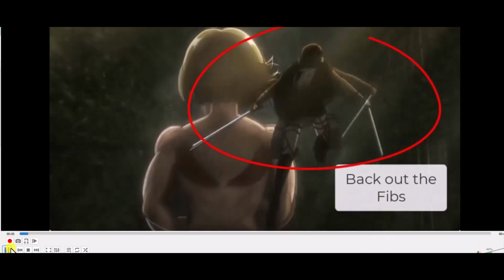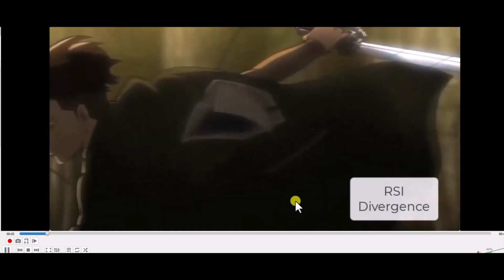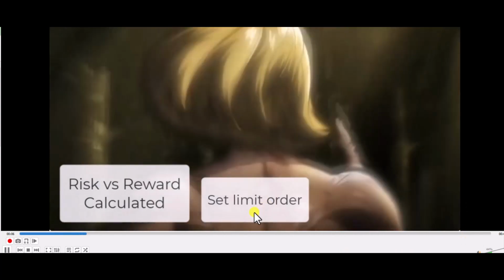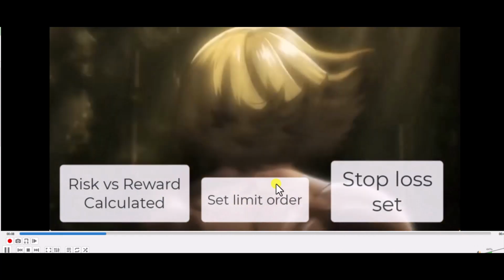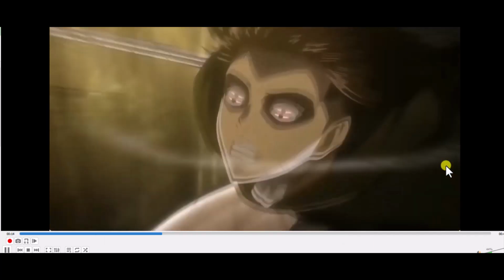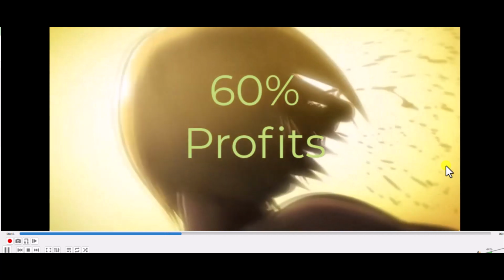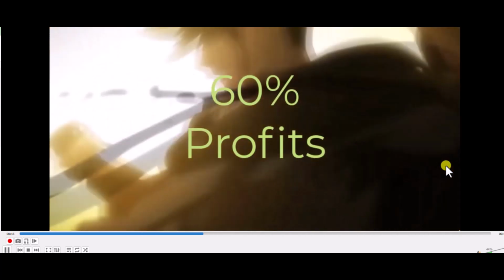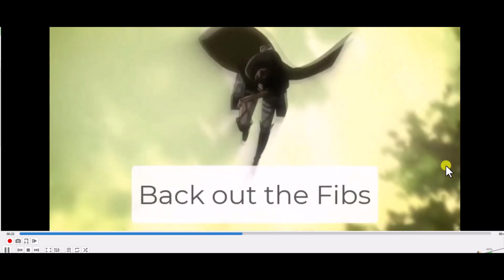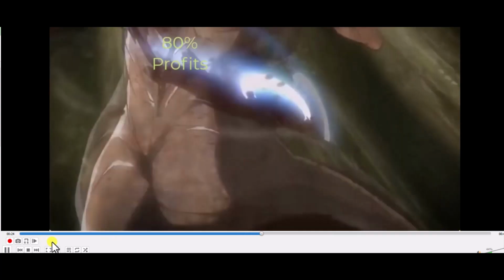You know, we're all soldiers out here, and we like to back out the fibs. We've got to make sure RSI divergence, we do patterns, we inspect volume, calculate our risk and rewards, we set limit orders, and we wait patiently until we strike, and we fill our orders. And that's what we want to do. We want to get those maximum profits, and then once we've got those profits, we move our stop loss, and back out the fibs again. That's what it's all about.